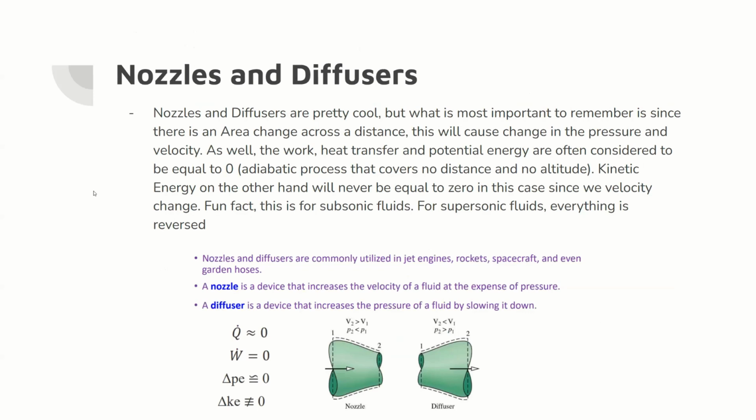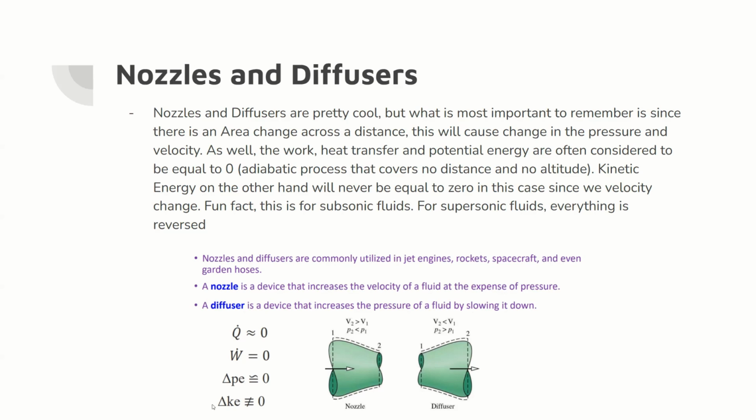Nozzles and diffusers. All that you need to remember whenever you see an exercise that starts with argon gas going through a nozzle, or water going into a diffuser, is this. Usually your adiabatic heat transfer is equal to 0. Usually work is all the time equal to 0. Remember, the definition of work is just force times distance, but no force is being applied and no distance is being covered, so work is equal to 0. Your potential energy is always equal to 0 because there's no height change, so it doesn't matter.